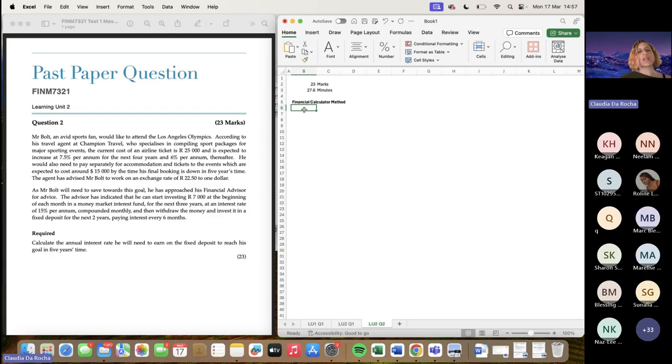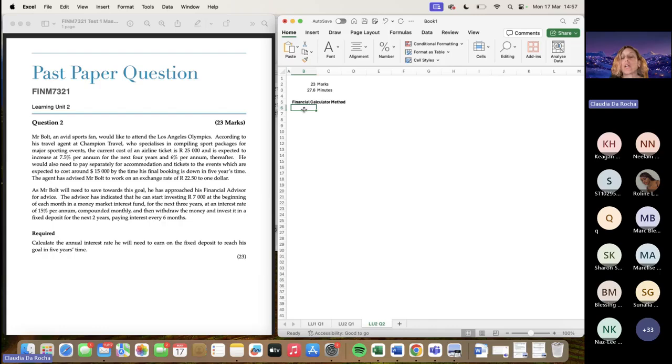As Mr. Bolt would need to save towards this goal, he has approached his financial advisor for advice. The advisors indicate that he can start investing 7,000 Rand at the beginning of each month in a money market interest fund for the next 3 years at an interest rate of 15% per annum, compounded monthly, and then withdraw the money and invest it in a fixed deposit for the next years, paying interest over 6 months.